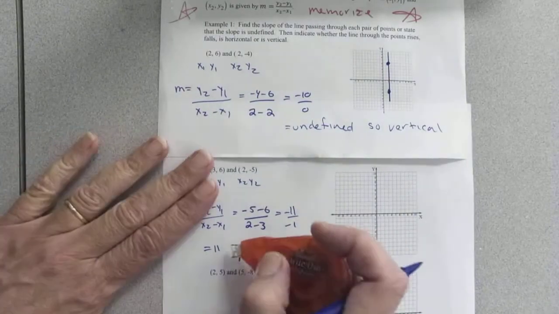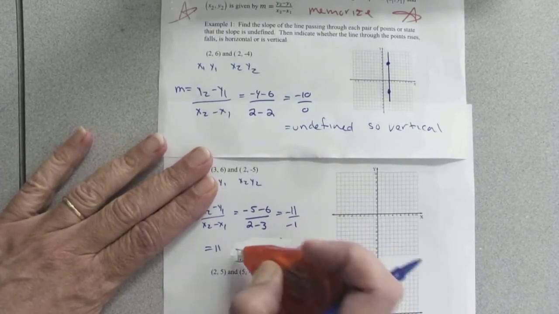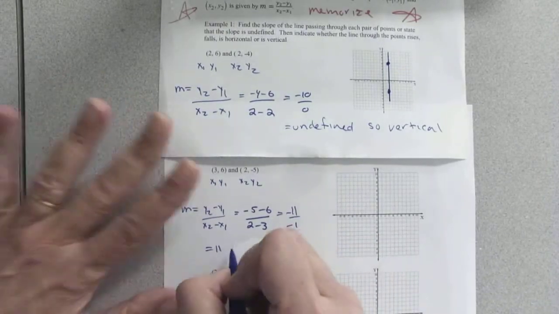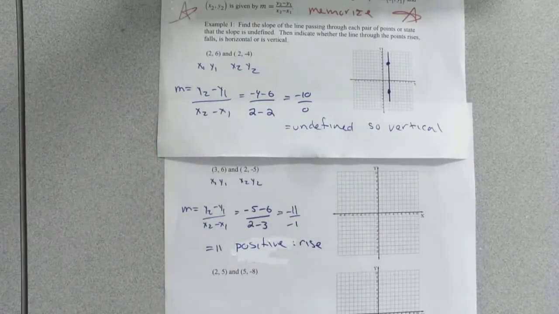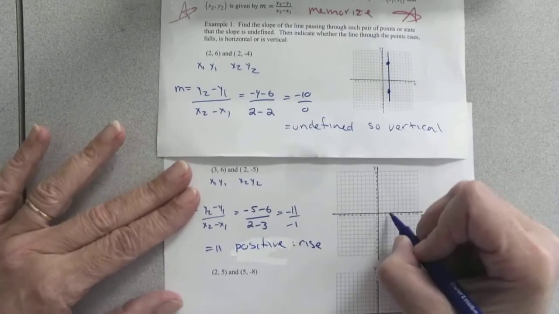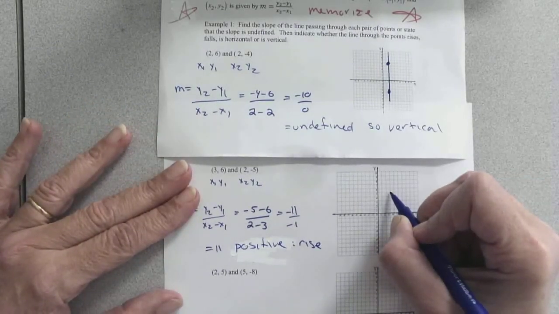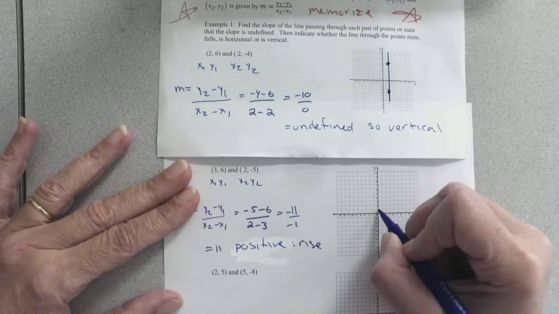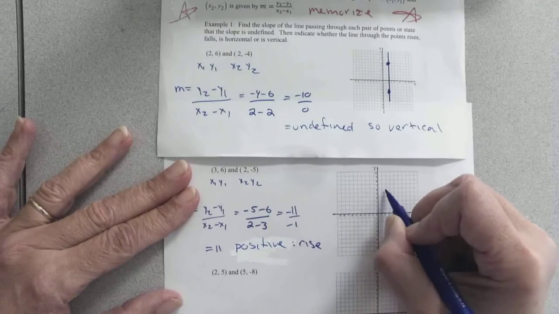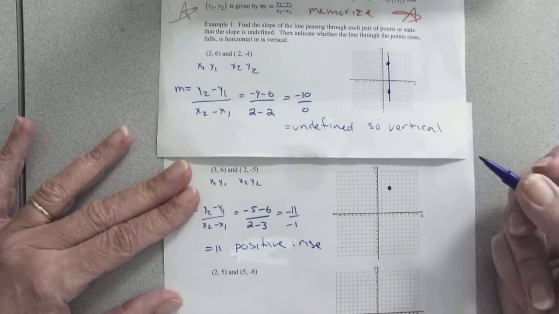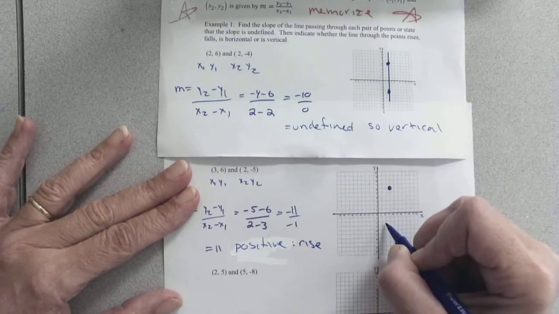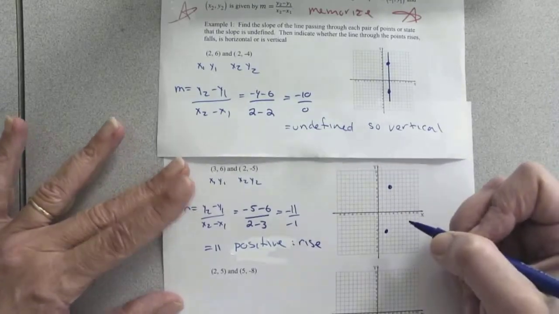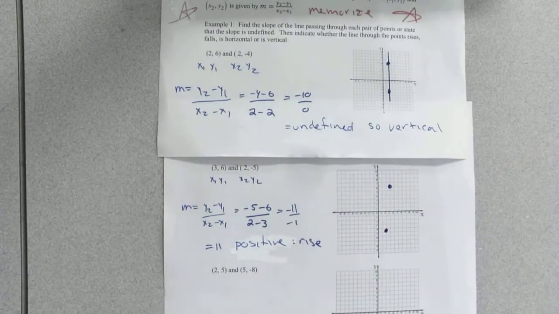Lines with positive slope rise. Just going to write that a little neater. Positive, so we rise. And then just to verify it, (3, 6) looks like it's roughly right about there. I know this is a really small grid. 1, 2, 3, 4, 5, 6. And (2, -5) looks like it's right about there. I think I have that off a little bit, but that's not the point.